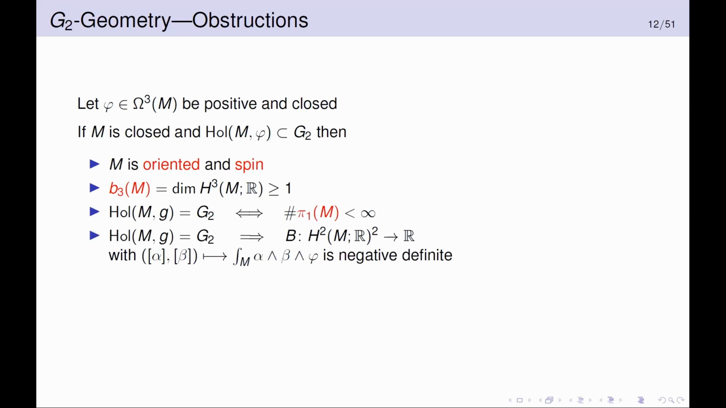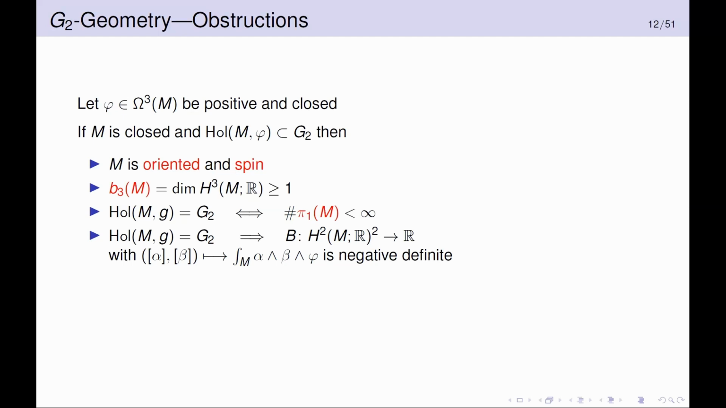Now, on the representation theory we just had, on the exterior algebra, I can hook up a symmetric form on the second cohomology by picking the harmonic representatives, pairing them with phi, and then integrating over N. The integrand has degree 7, so that's defined. And this form has to be negative definite.